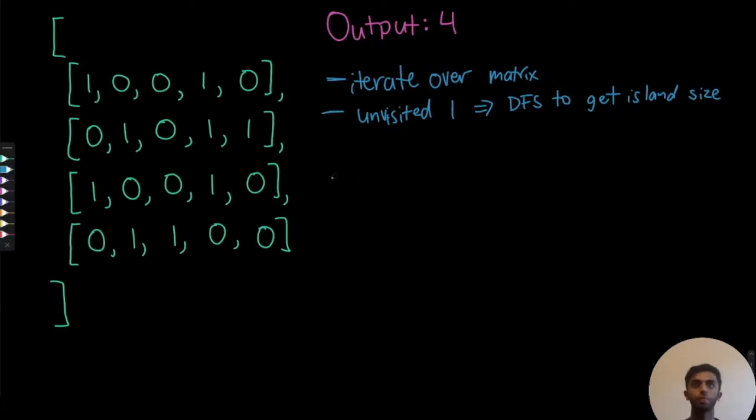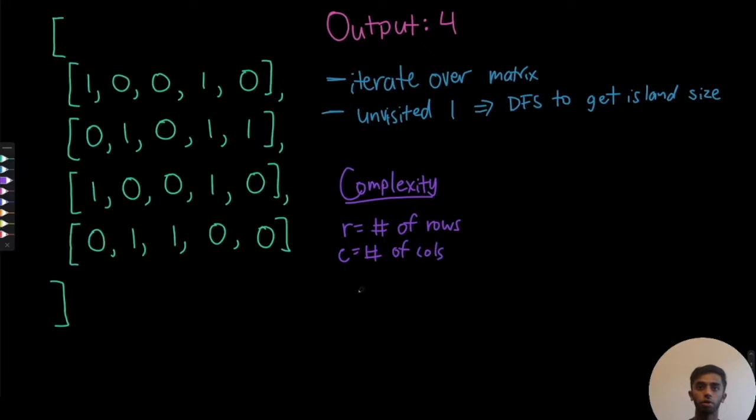Okay, let's talk about the complexity of this solution. So the very first thing we always want to do with our complexity is define our variables. So let's say R is going to be the number of rows in our matrix, and C is going to be the number of columns in our matrix.